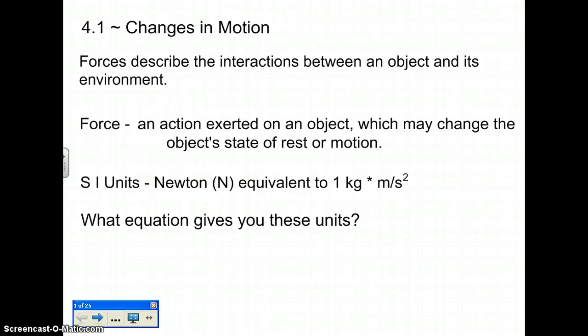This video starts off Chapter 4, which is on Unit 2 on forces. Section 4.1 is about change in motion, and this will encompass your Practice A problems. First thing to talk about is forces.